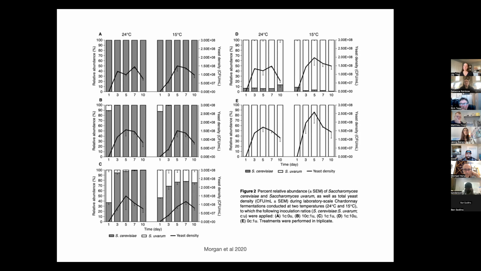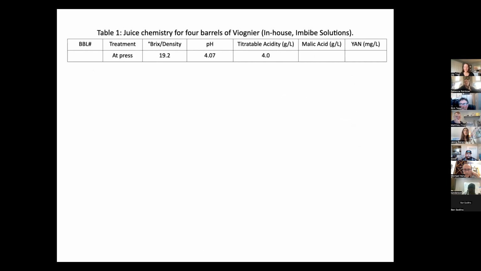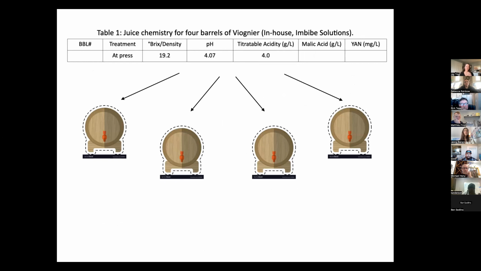And so we felt like in this particular experiment, we had enough to say, okay, we're still going to see if we get some uvarum character, even though we've got some cerevisiae happening along the way. So once the juice went down, it was into 4 barrels, and the setup was ambient fermentation in some barrels and the Q row in the others.